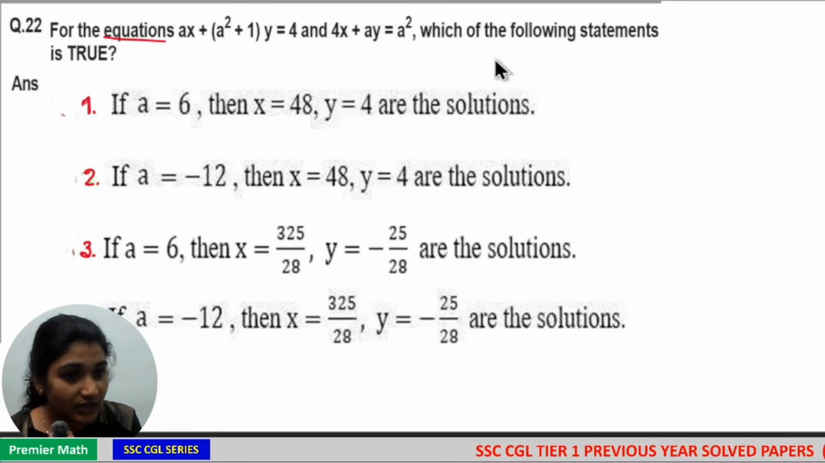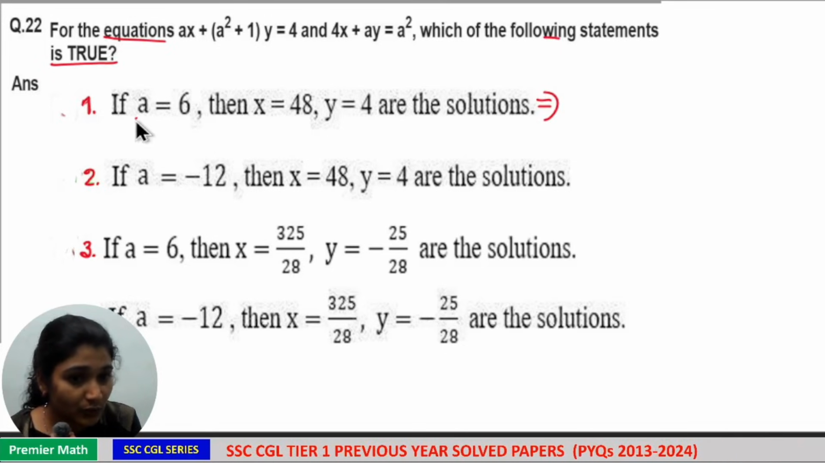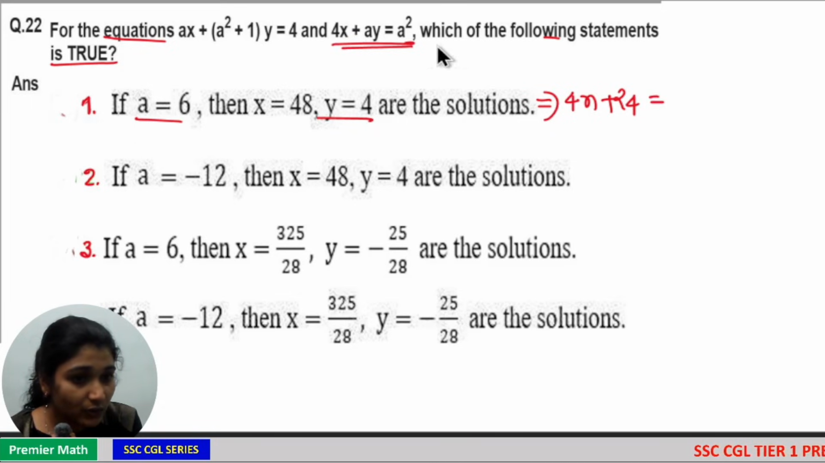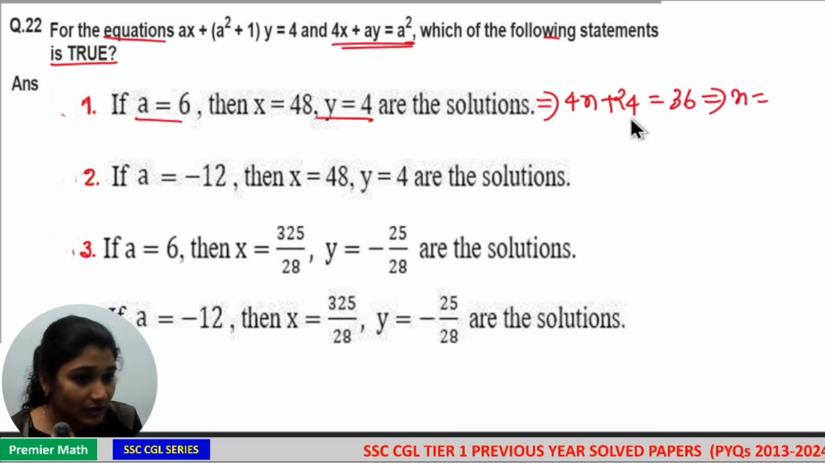For the equation given here, which of the following statements is true? Just do the option verification. Put a equal to 6 and y equal to 4 in the second equation. So 4x plus ay becomes 6 into 4, 24, which is equal to a square, that is 6 square, 36. From this, 4x is equal to 36 minus 24, 12. 12 by 4 is equal to 3.